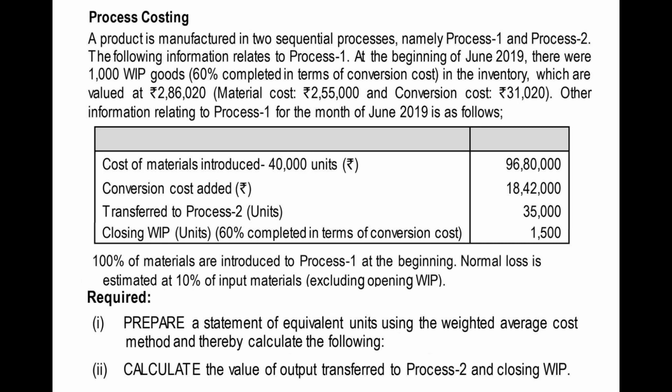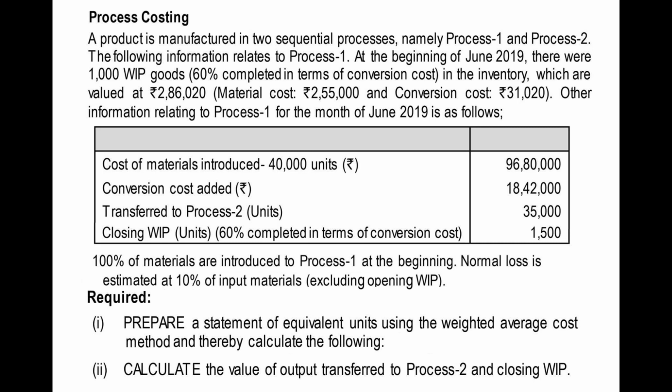The company is having two processes, namely process 1 and process 2. In the process 1 account, all material is introduced. There is no material introduced in process 2. Only in one place is material introduced and then transferred to the next process, which is process 2. We are talking about the process costing in June 2019.